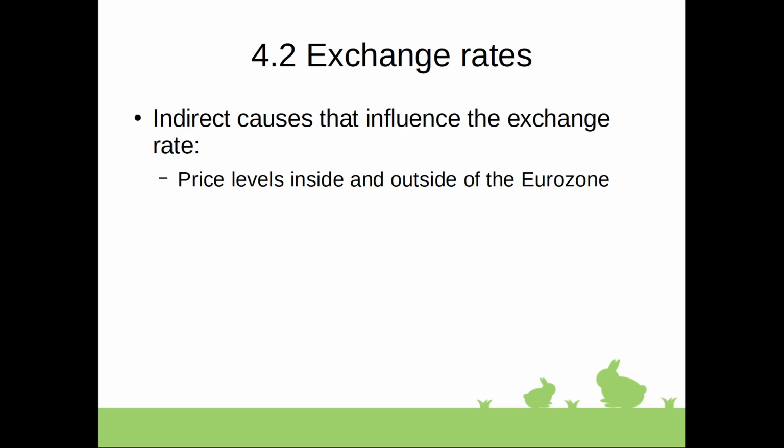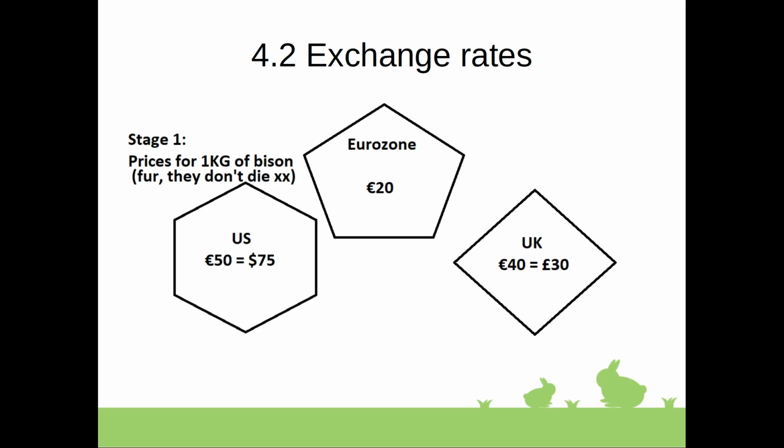The very first one are the price levels inside and outside the Eurozone. If you compare the UK, the US, and the Eurozone, you will see that prices will be different. Every economy is tied to different prices, or it's actually the other way around. Different prices will be tied to different economies. Plus, you also have the exchange rates that are different. What do I mean with that?